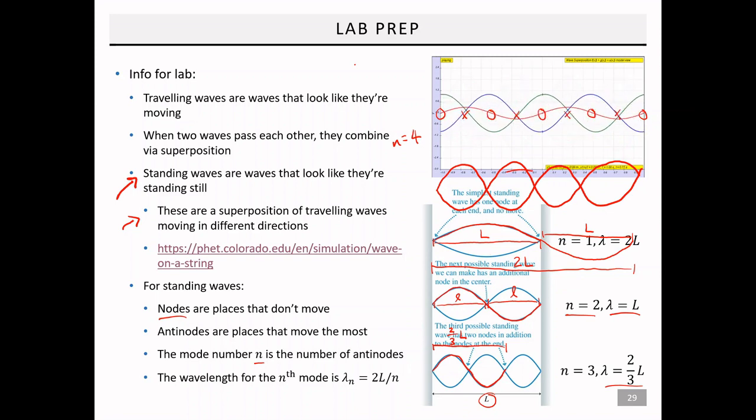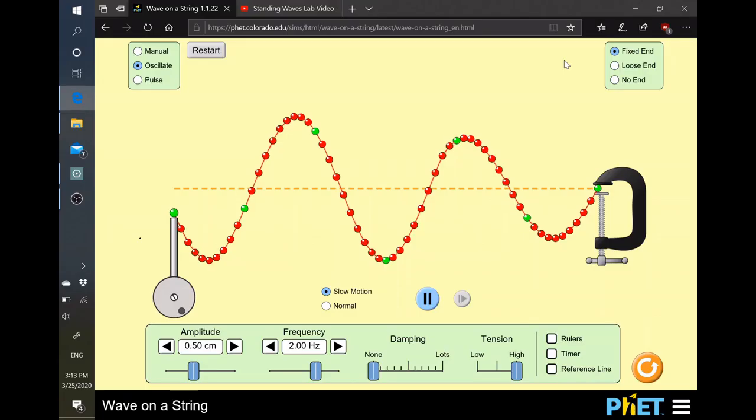If you want to know the length of one of the loops, what you can do is take the full length of the string and divide by the number of loops, or n. This leads you to the formula at the bottom that says the wavelength for the nth mode is equal to 2 times the length per node. Okay, hopefully that makes sense because we will use that formula in today's lab. And without further ado, let's switch over to the lab.